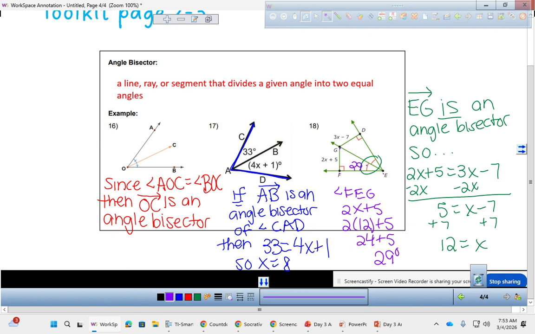And if that's 29 degrees, what's this? 29 degrees. I don't have to do the math, right? I know that they're equal. I can tell by the symbol, so 29 degrees.